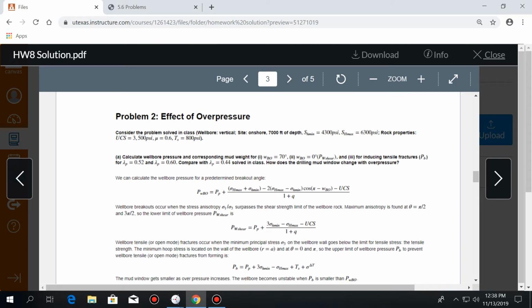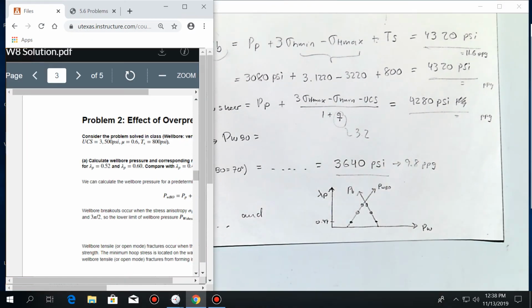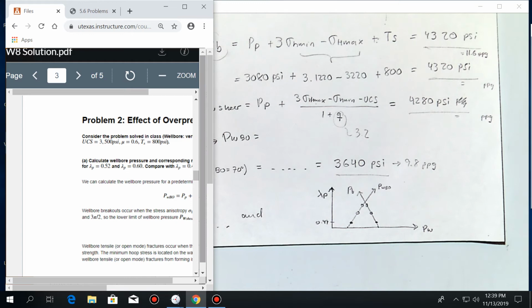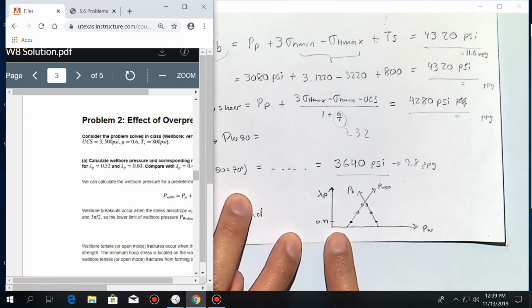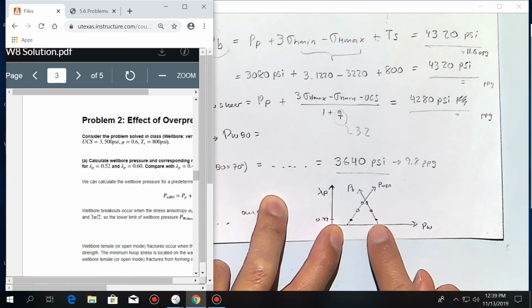Okay. The second problem, we talked about that one, and it basically consists of changing the value of pore pressure so that your mud window is going to change. And what I hope that you already did, and it's in the solution over here too, is that as lambda p, or overpressure, increases, the lines of PWBO and PV are going to cross.